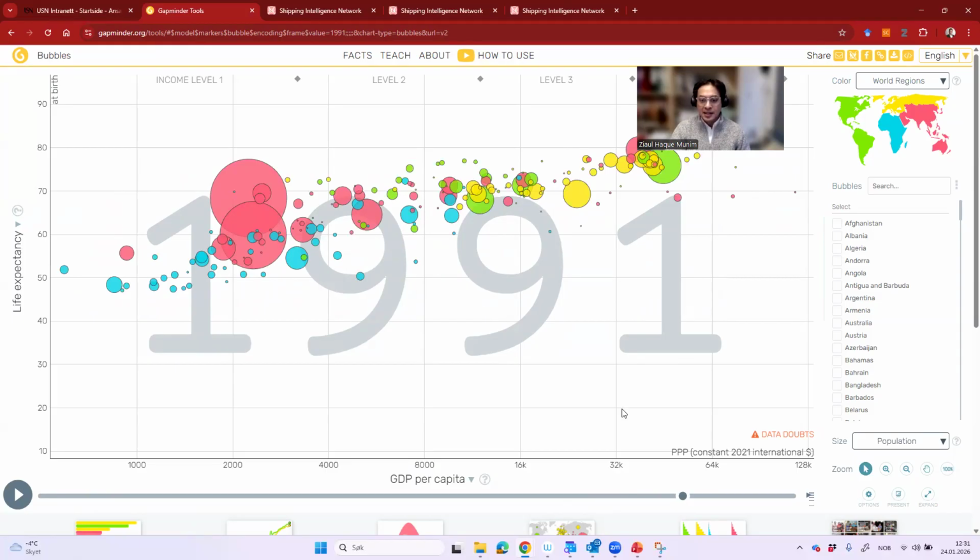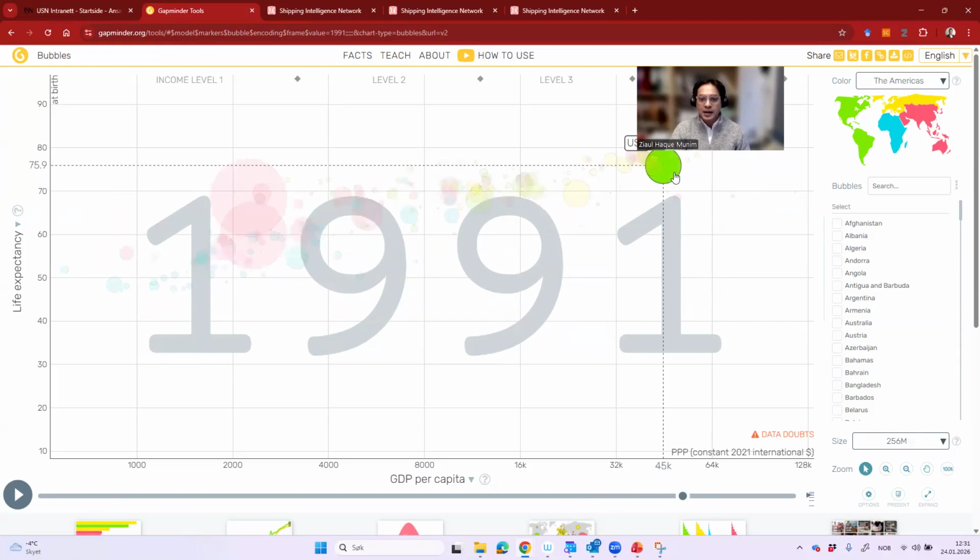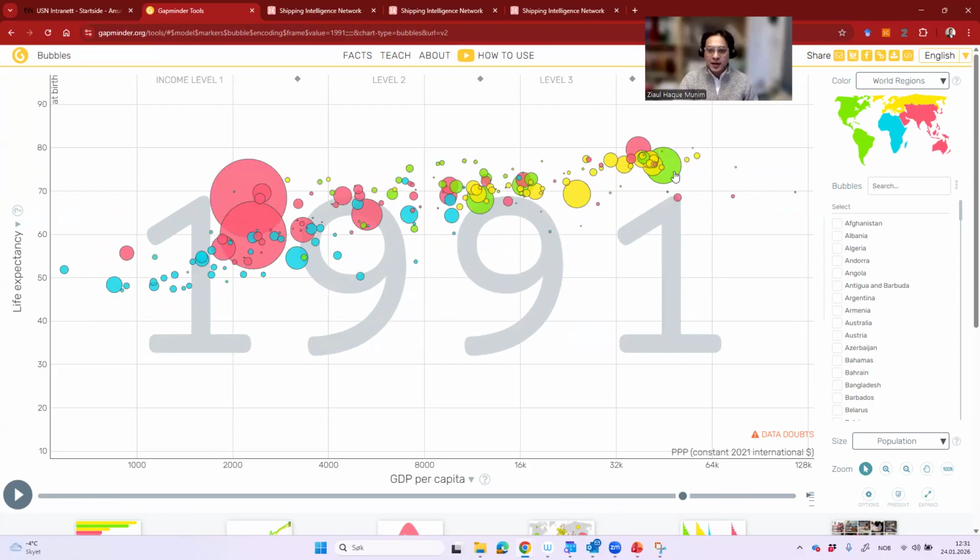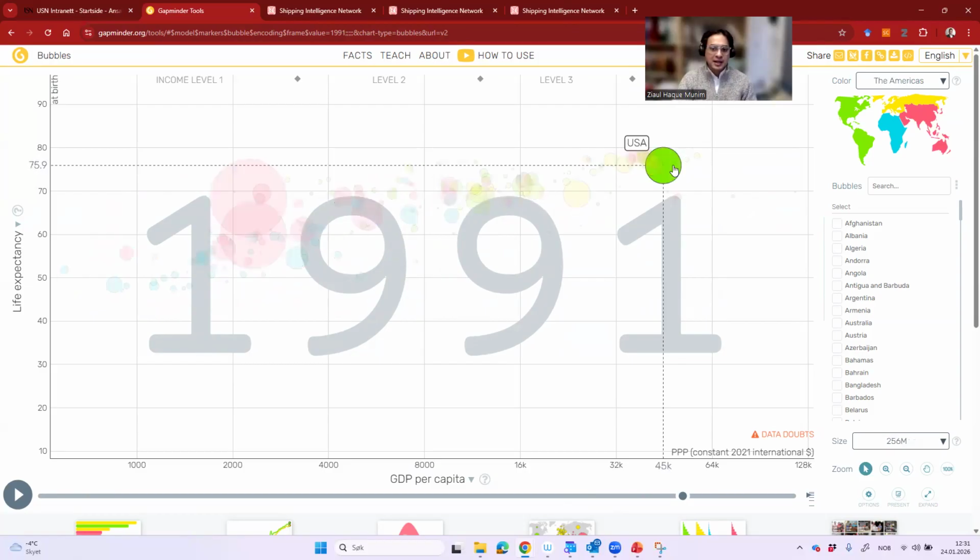Here we are in 1991. So this is how it looks. This big green one here is USA. So you see in 1991, the GDP per capita for USA was $45,000 and life expectancy was 75.9 years. If you want to pick only a particular country, you can also do that here, okay?